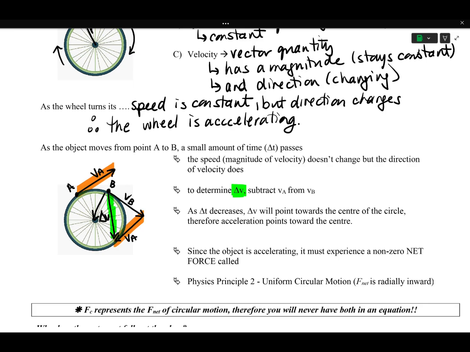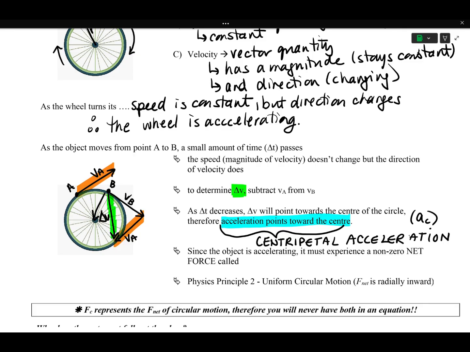So acceleration is when there is a change in velocity. Because the change in velocity is pointing to the center, our acceleration is therefore going to point towards the center. Okay, we call that centripetal acceleration. So acceleration that points to the center is called centripetal, and that just means center seeking. And when you look on your data sheet, you will see that we now have centripetal acceleration equations. So the symbol for that is an a with a subscript c.